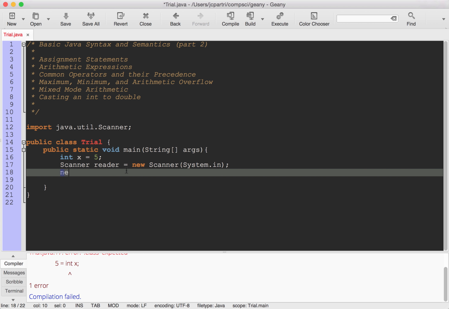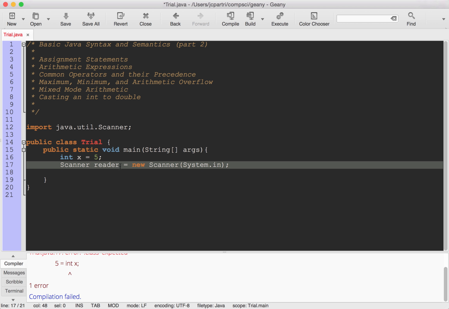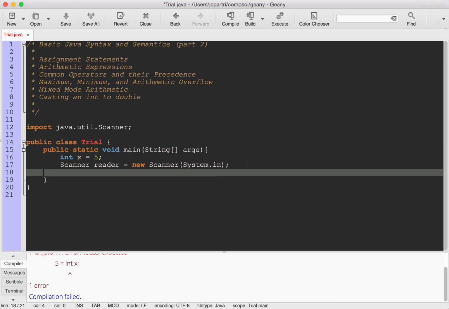I cannot say new Scanner(System.in) equals Scanner reader. It just doesn't work. That is not the syntax. So the type, the data type, and the identifier go on the left-hand side, and the value or the instantiation of the object goes on the right-hand side of the equality.